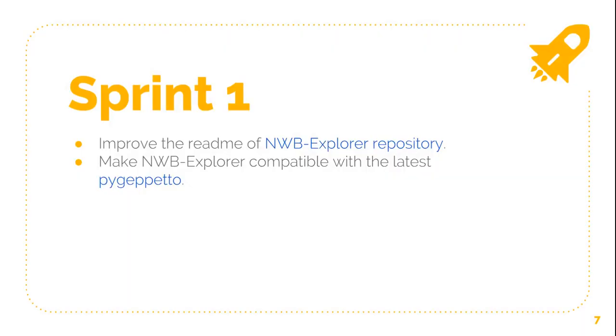Sprint 1. Sprint 1 was reasonably easy. Improving the readme of NWB-Explorer showed up to be very useful not only for me, but for other members as well. The second part of this sprint involved Geppetto, which is a Python auxiliary tool in dealing with the Geppetto framework.